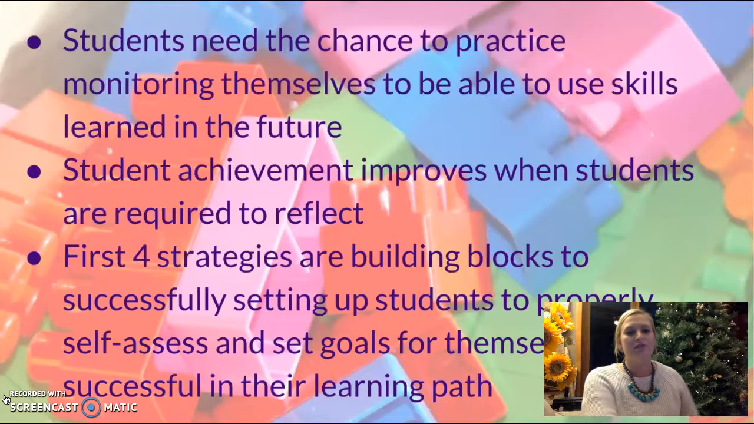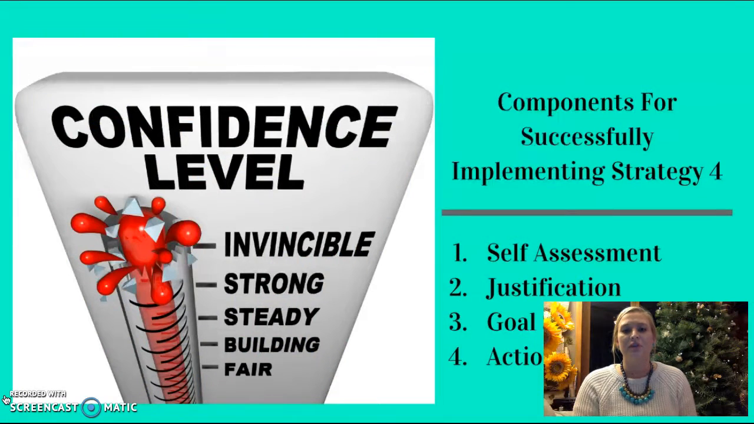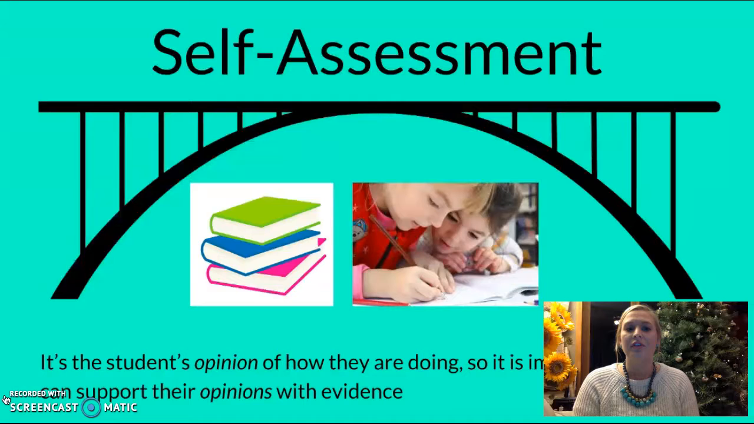Once again, strategy 4 builds on the first 4 strategies, which are building blocks to the 4th one. They should be able to monitor themselves and improve what they're doing. Components for successfully implementing strategy 4: they have to be able to self-assess, justify, set goals, and set an action plan to achieve a successful learning path. With self-assessment, it's the student's opinion of how they're doing. So it's important that they can support their opinions with evidence. With self-assessment, they just have to say where they are now.